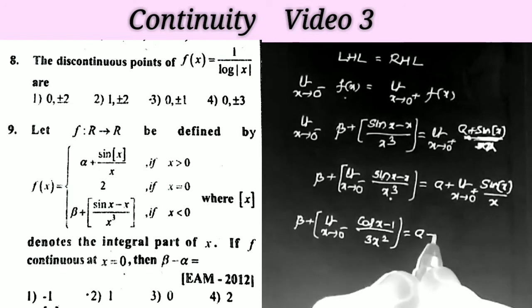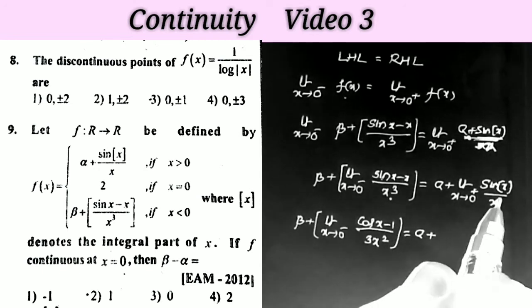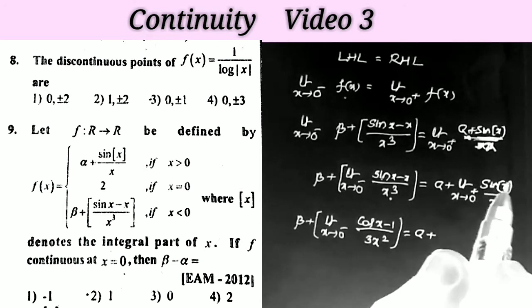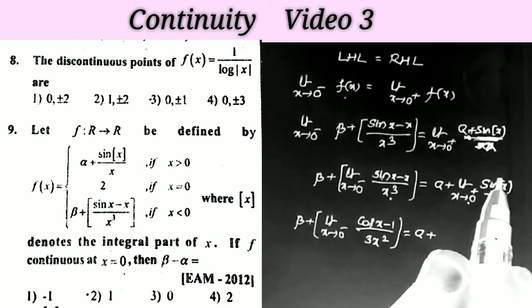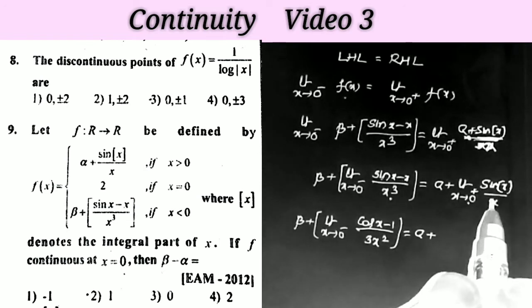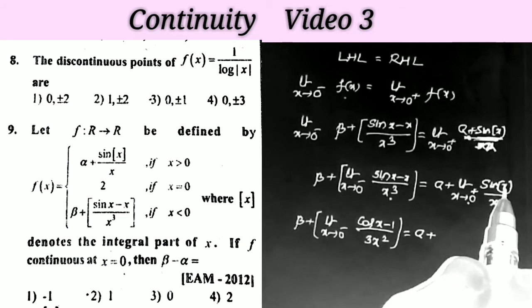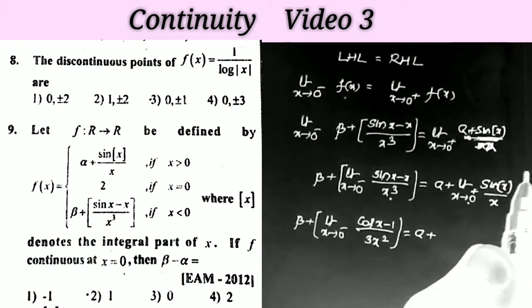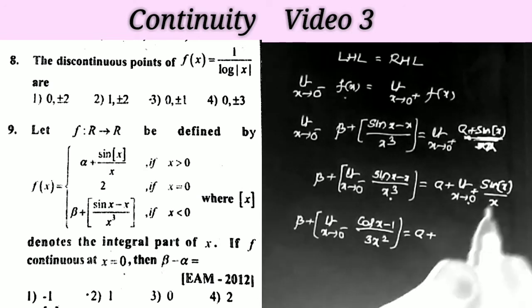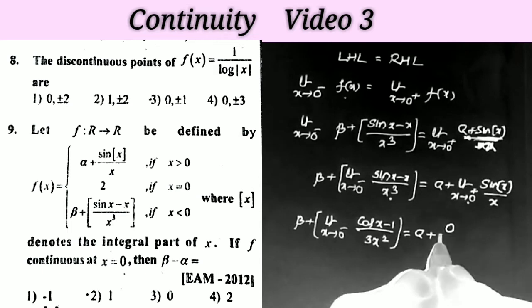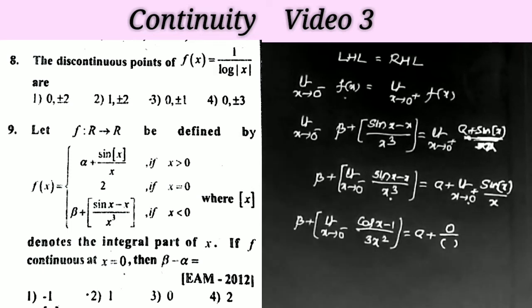This is equal to alpha plus. So here we have the step x value. Here we have the step x, that is, we have to take x equal to 0 plus, which means the value 0.1, not 0 here. Step x means we take the value 0.1, that is, sine of 0.1. Sine of 0.1 is equal to sine 0, and sine 0 is equal to 0, and 0 by anything is equal to 0.